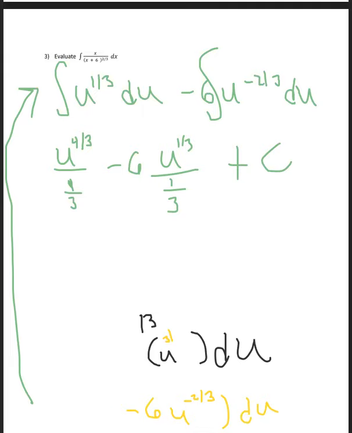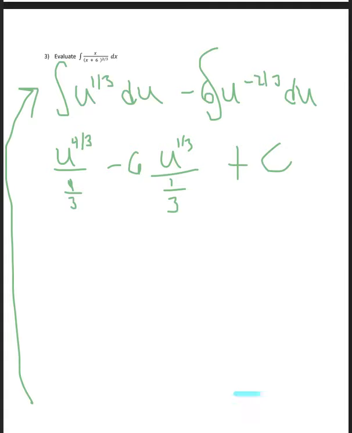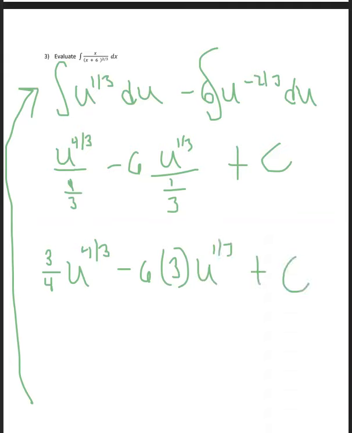So now it's just about fixing it. So when we have this, this becomes 3/4 u to the 4 over 3 minus 6 times 3, 1 over 3. You flip it, becomes 3 to the 1/3 plus c. So this is really 3 over 4 u to the 4 over 3 minus 18 u to the 1 over 3 plus c.